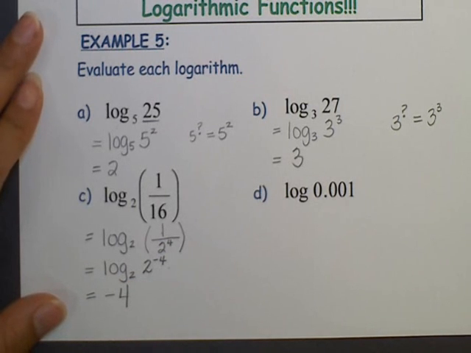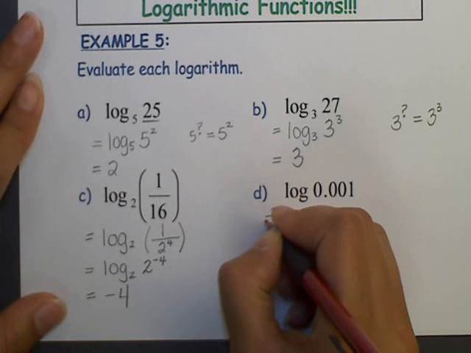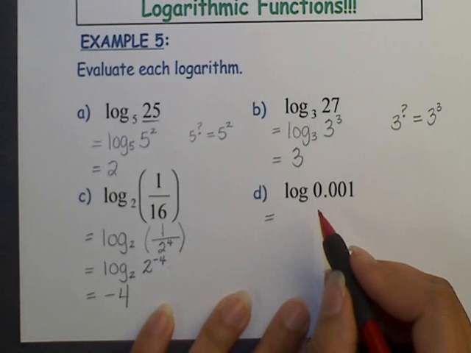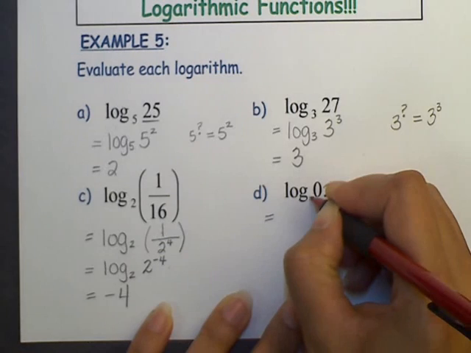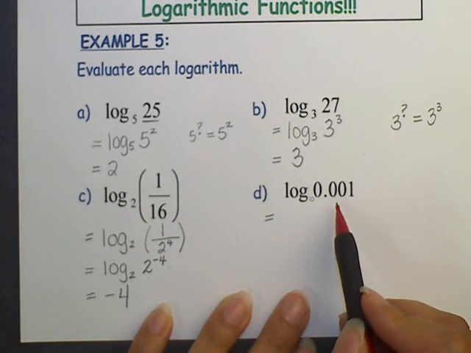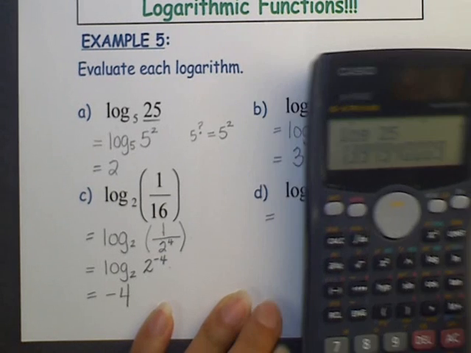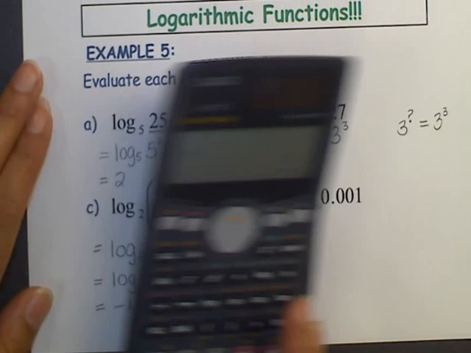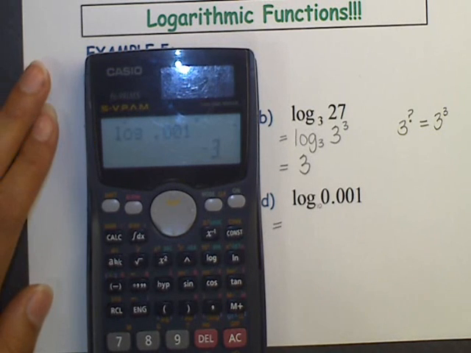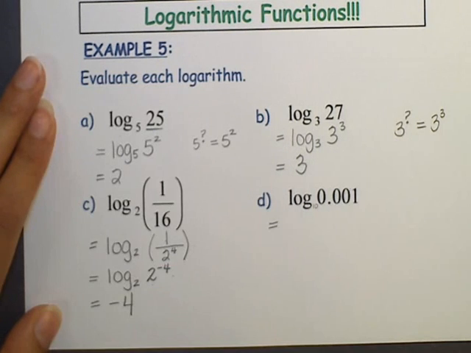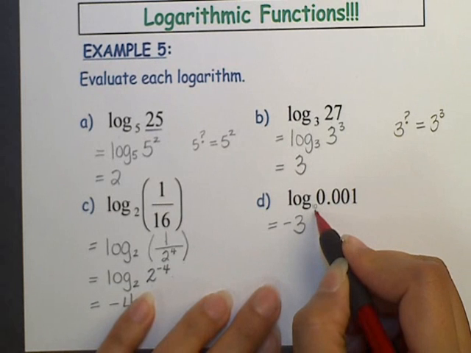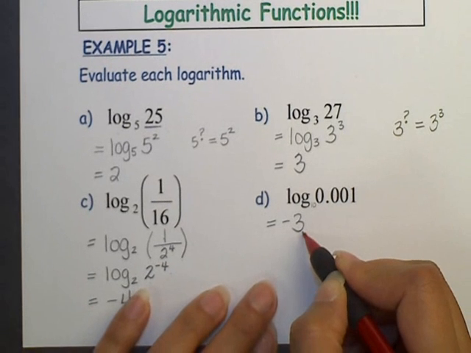Okay, in part D, this one, notice that there's no base that's indicated. I know this one is a common logarithm. The base here is a base of 10. And so there's a couple of different ways of doing this. You can try to write the answer with a base of 10, or you can use your calculator. And so if I look at the log of 0.001, I get an answer of negative 3. Now, what that means is 10 to the exponent negative 3 gives you a result of 0.001.